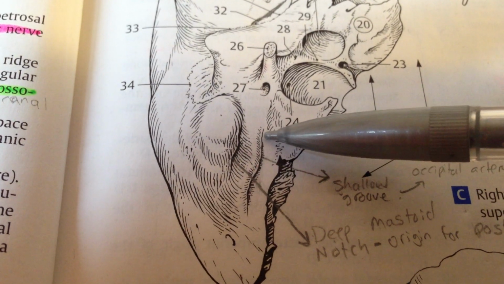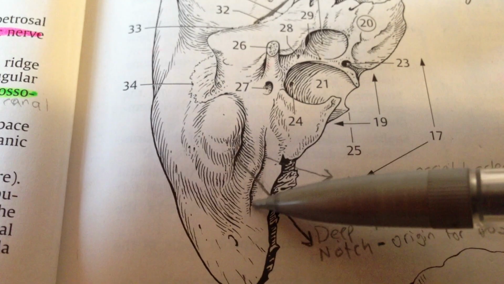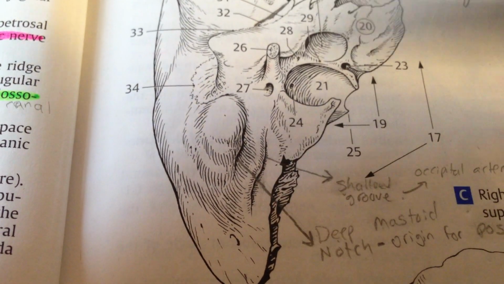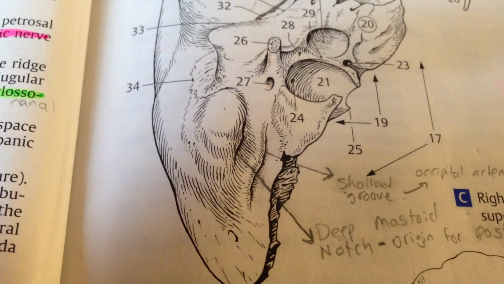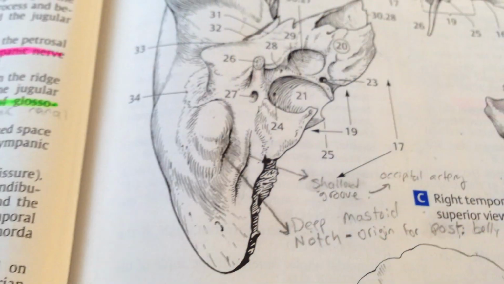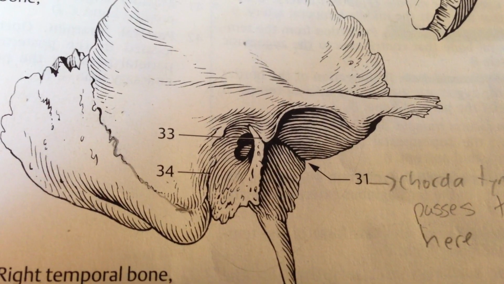Now, medial to the deep groove, we have the shallow groove, which is simply a groove for the occipital artery. Okay. We've discussed the mastoid process pretty well, and I think that's going to conclude the mastoid part of the temporal bone. Now we're going to look at the tympanic part of the temporal bone.